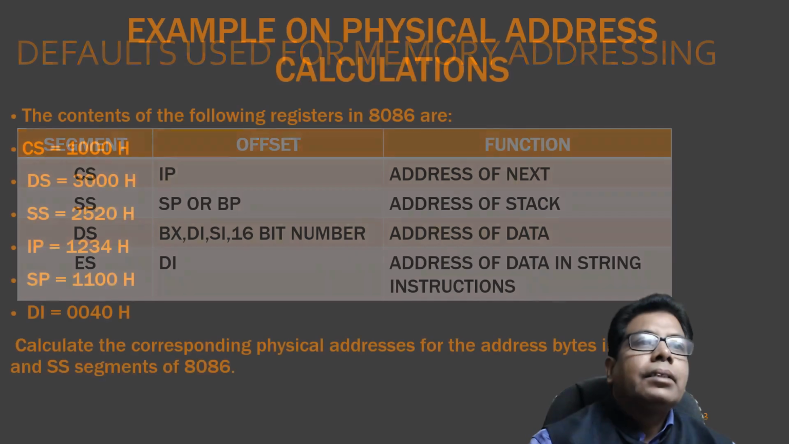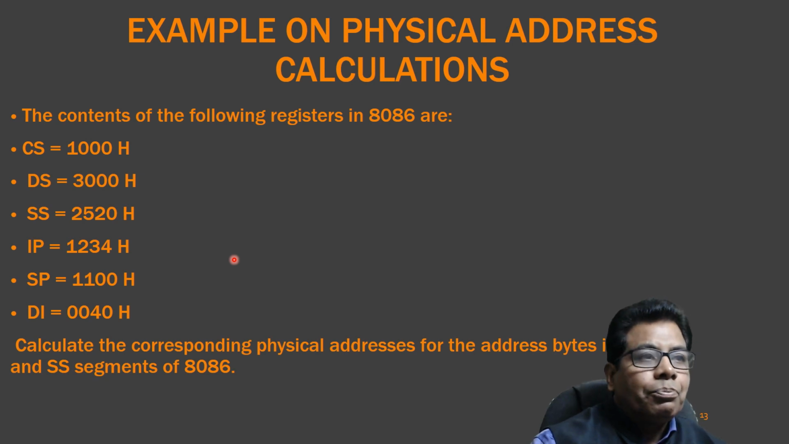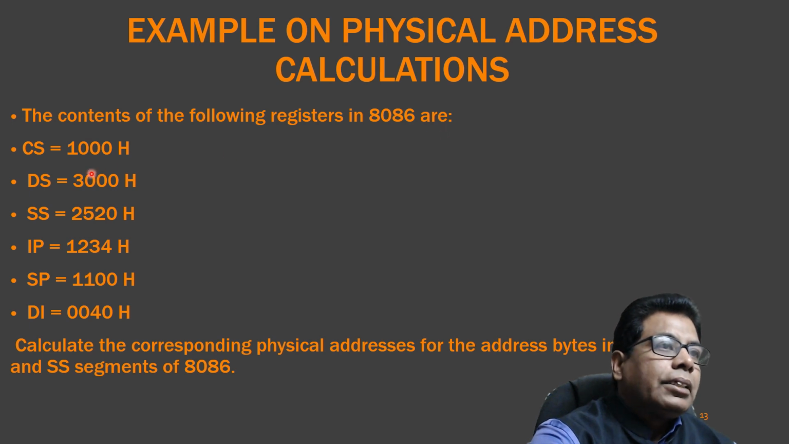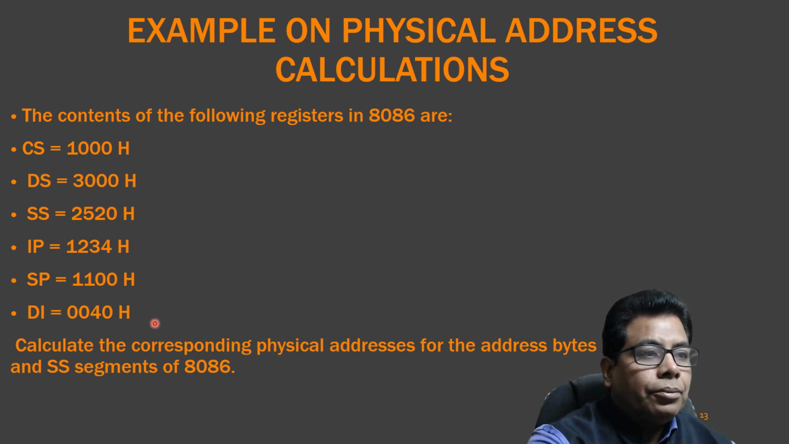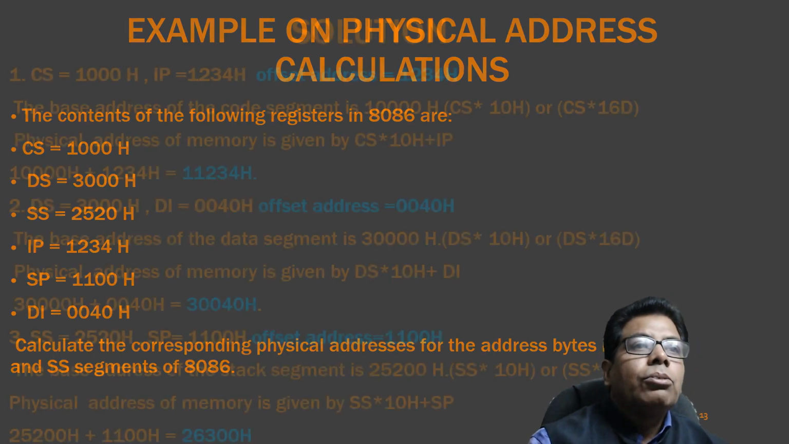Then let us take an example of physical address calculation so that things are clear for you. Here the contents of the following registers of 8086: CS is 1000H, DS is 3000H, SS is 2520H, and then IP is 1234H, SP is 1100H, DI is 0040H. Calculate the corresponding physical address for the address bytes in CS, DS and SS segments of 8086. So this is the example. Let us see the solution for this.